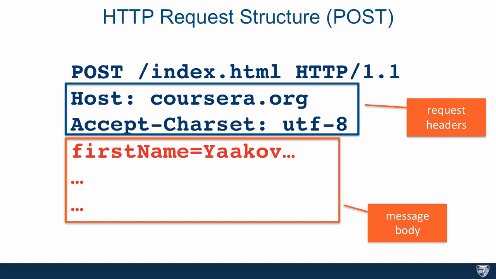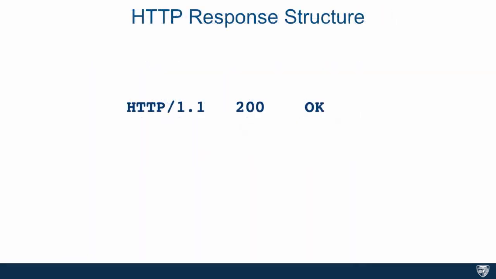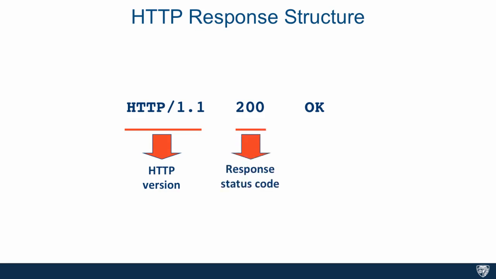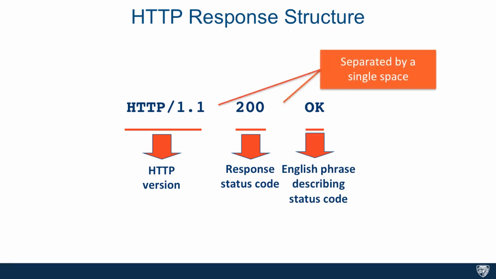Let's take a quick look at what an HTTP response structure is like. It starts with just a response status line, and the response status line has three components. The first one is the HTTP version, so the server spits back the version of HTTP it's communicating. The second is the response status code. And the third is the English phrase describing that status code. All three parts are separated by a single space.